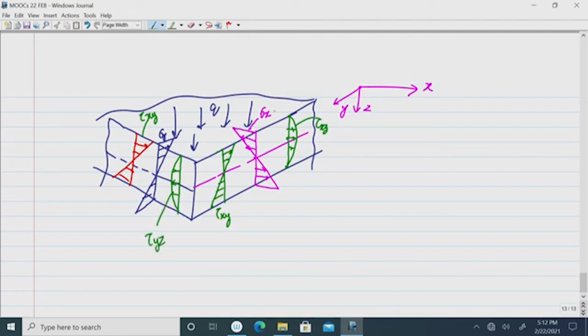And for sigma z, because it will be clumsy, let us show the variation separately. This is the plate portion. This is the middle plane, this is h by 2, this is h by 2. Here you will get the variation like that. Here you will get the value q by 2, here it is q and here 0. So, this shows the variation along this axis.